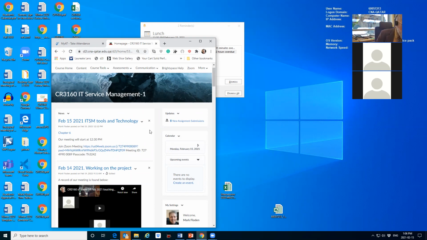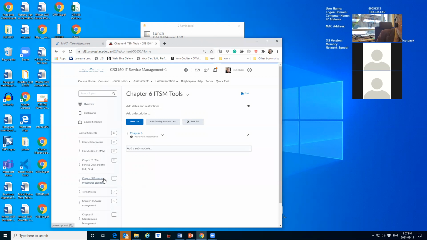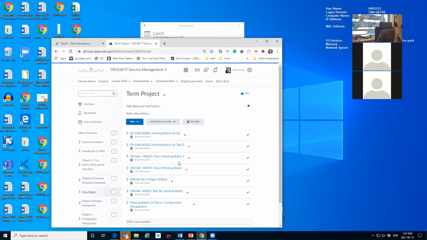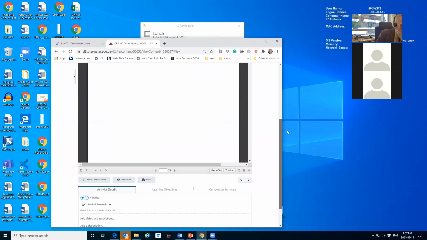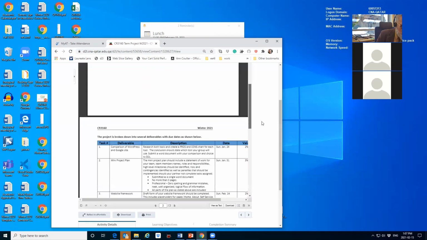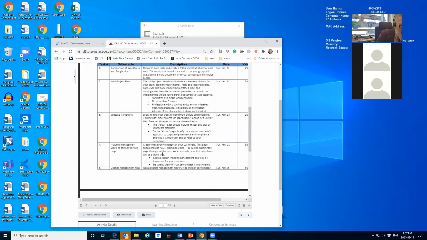So you guys will be working on that now. But just looking ahead, you don't have to do this now, but you should have in your mind what's going to be the next point. So I'm going to get you thinking about that now. Let's look at our project. This week, you have something that you're supposed to submit, which is the draft form of your website. And then next week, you're supposed to do a self-service page for your customers.